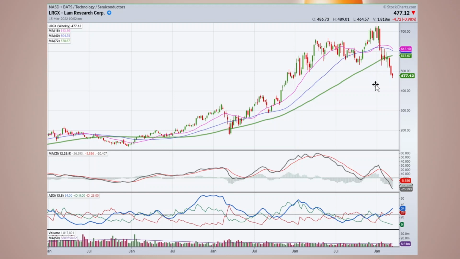So I'm looking at this pattern. I'm looking at this key support in the 550 area that was just violated to the downside. I'm looking at MACD lines crossing back down through the 0 line to the downside and breaking it for the first time in a few years. I'm looking at red DI causing the ADX to move higher. And that's the first time that has happened in a while.